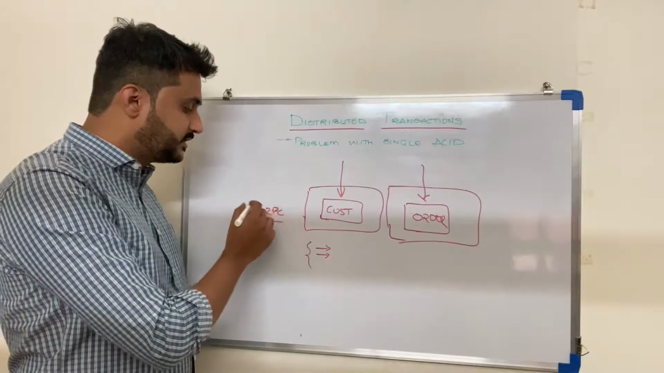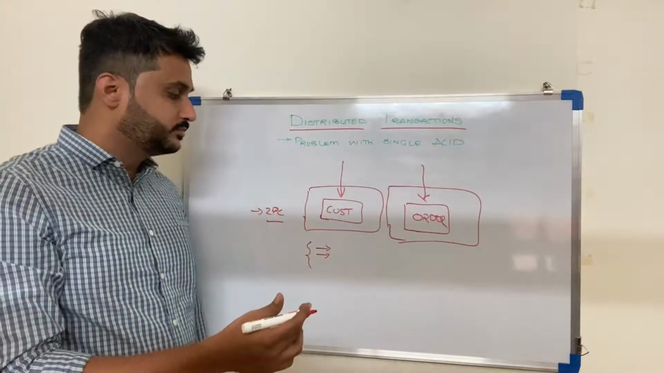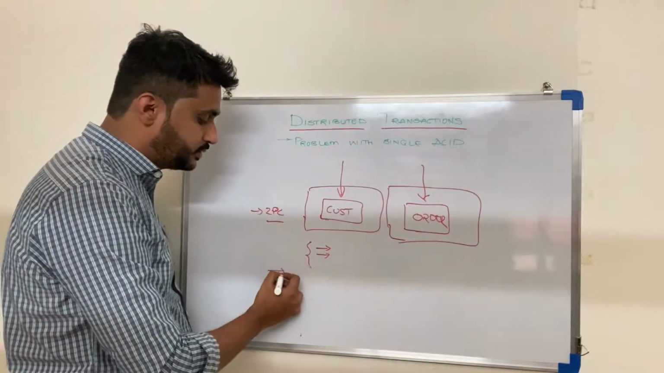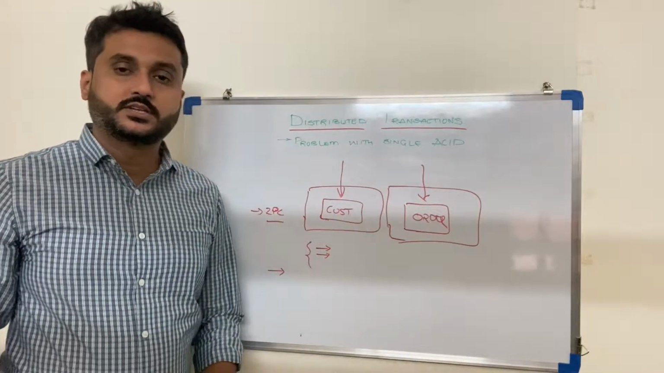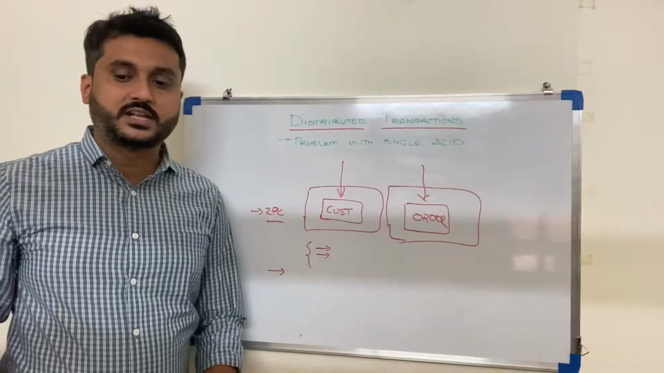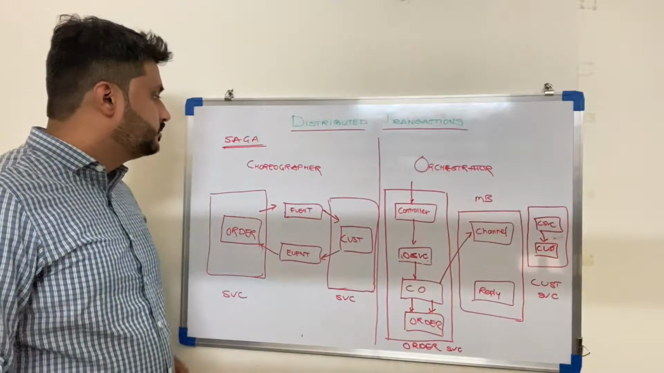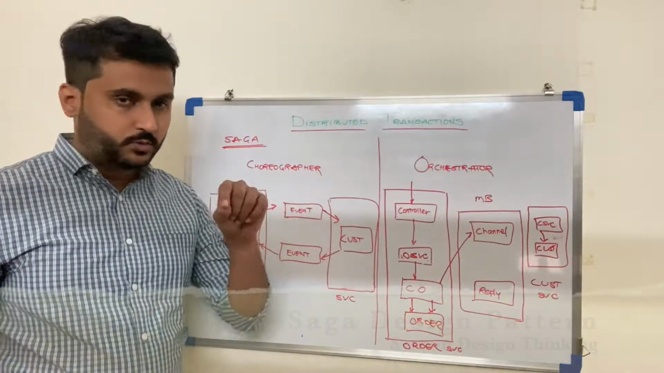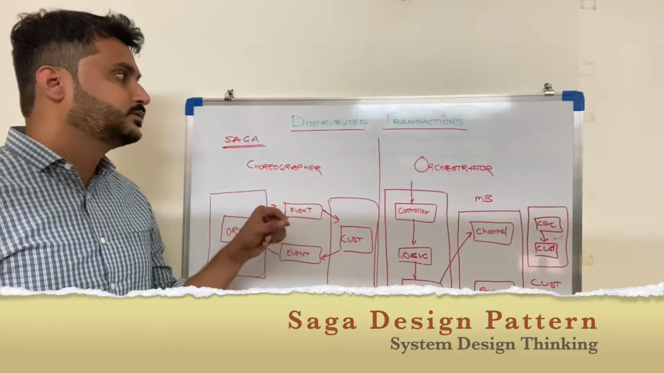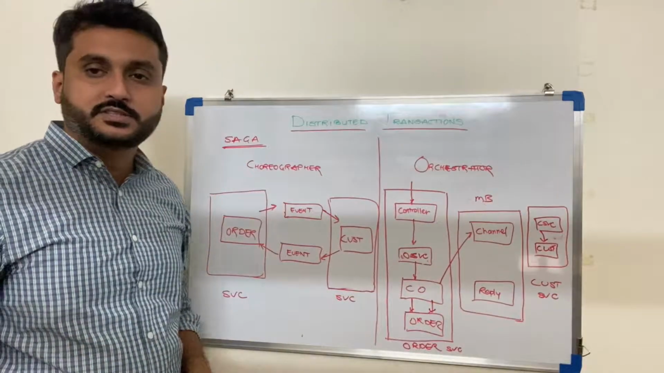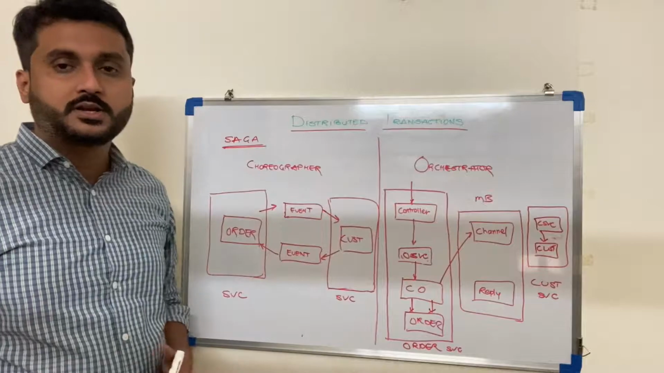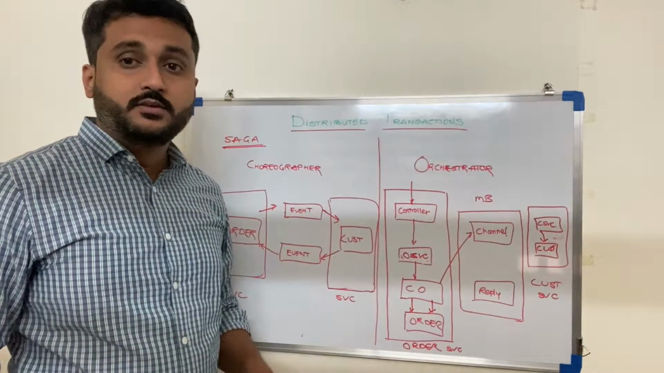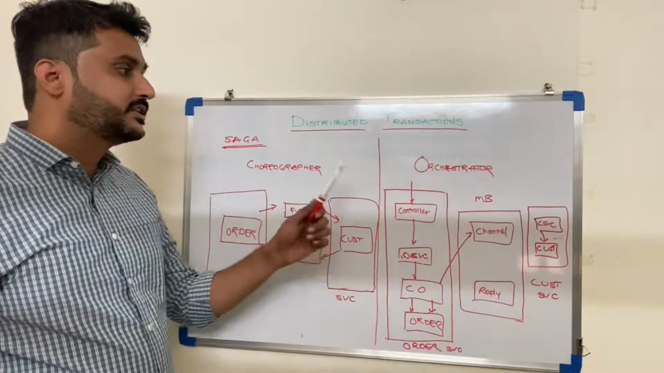This is something which would lead us to a solution, where we think this solves the problem, which is known as the Saga design principle. So let's try and understand what that means. The Saga design pattern is a pattern which solves the problem with two-phase commits and tries to solve the overall issue with distributed transactions. This is a very popular design pattern that we have. It comes in two different methods. One is called choreographer and another is called orchestrator.